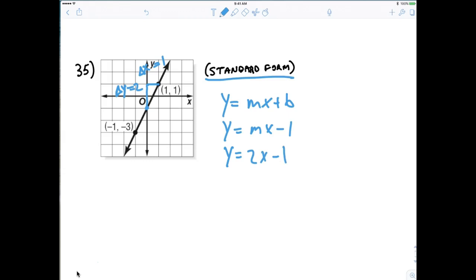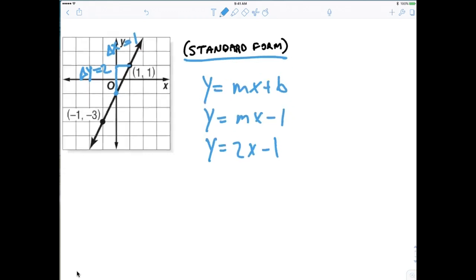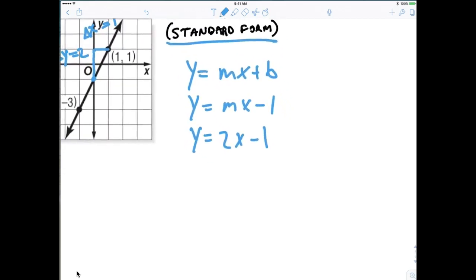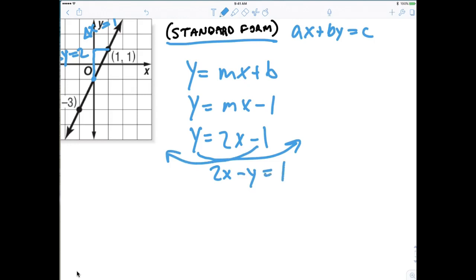But that's not the right answer. Remember how hard this one was? So we got to fix this. I got standard form again: Ax plus By equals C. So I want the x and y together, but I want the x to be positive. So 2x. I'm moving the y, so that becomes minus y, and move the negative 1. Equals 1. There you have it. 2x minus y equals 1. Very simple.